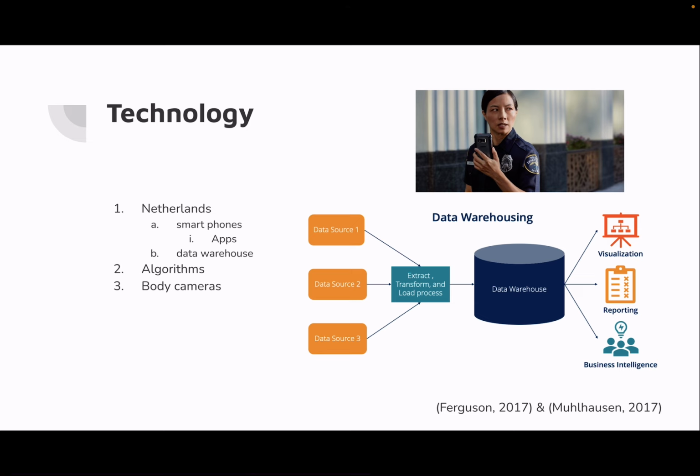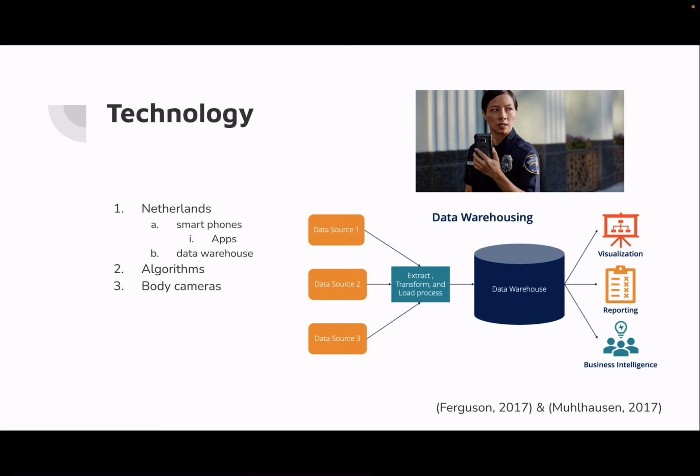Technology that has been able to be incorporated because of big data are smartphones. The police in the Netherlands actually use a lot of smartphones, and these have those apps that I mentioned before that include all the information about individuals in the EU. Where this information is pulled from is also a new source of technology, which is data warehousing. So essentially the EU has a data warehouse where all these data sources are pulled into it, and in this warehouse is just mass amounts of data.